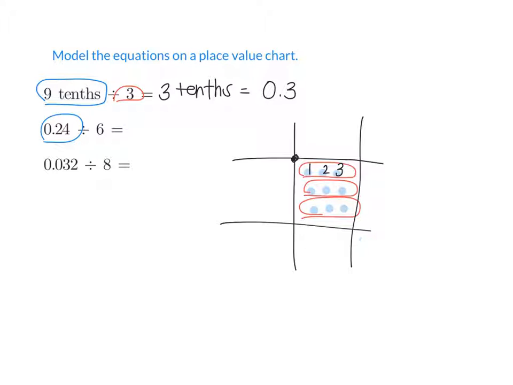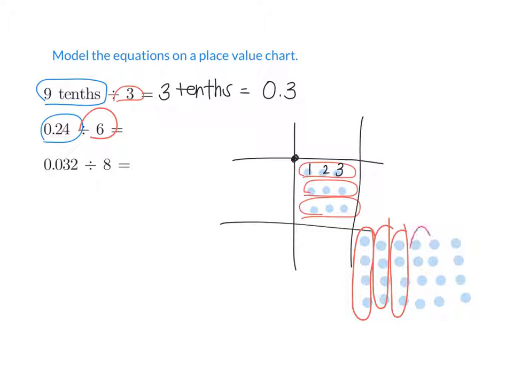Those 24 hundredths, because I know I have to divide them into 6 groups, I'm going to go like this. Watch. 1, 2, 3, 4, 5, 6. 1, 2, 3, 4, 5, 6. That's 12. 1, 2, 3, 4, 5, 6. That's 18. 1, 2, 3, 4, 5, 6. That's 24. My knowledge of math facts helps me do that really fast. Then my divisor is 6. I want to divide it into 6 groups. Well, here's 1 group, 2 groups, 3 groups, 4 groups, 5 groups, 6 groups.